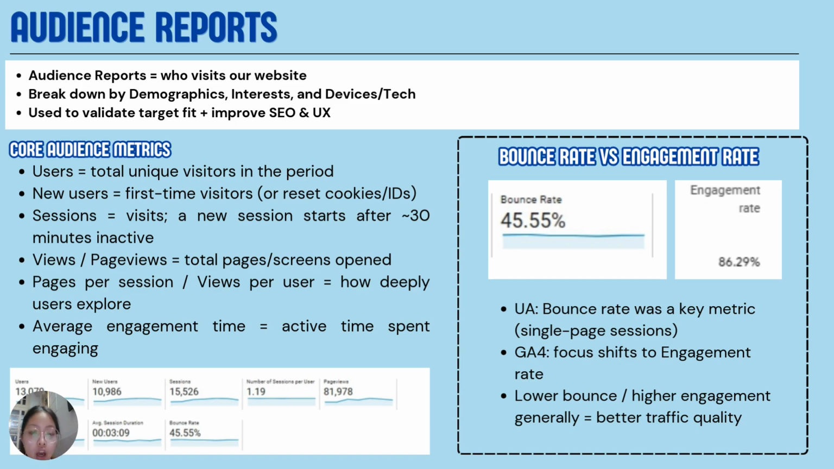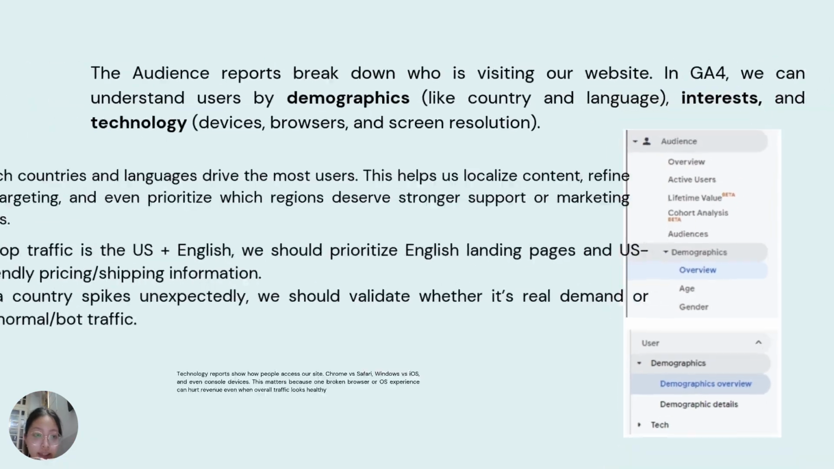spent engaging. Moving to bounce rates versus engagement rates. For UA, bounce rate was a key metric. GA4 focuses instead on engagement rates, and the lower bounce or higher engagement generally means better traffic quality.